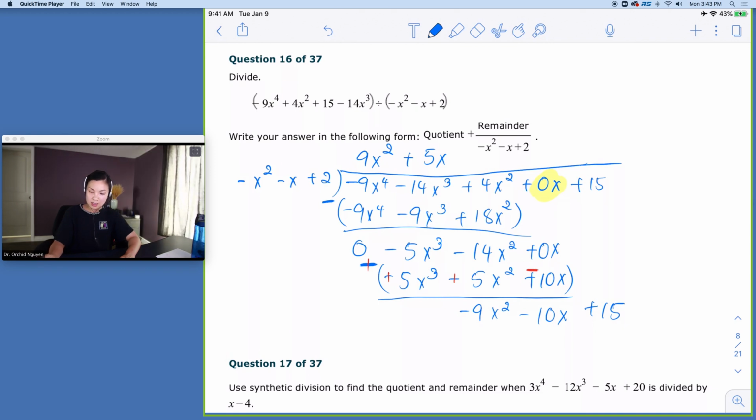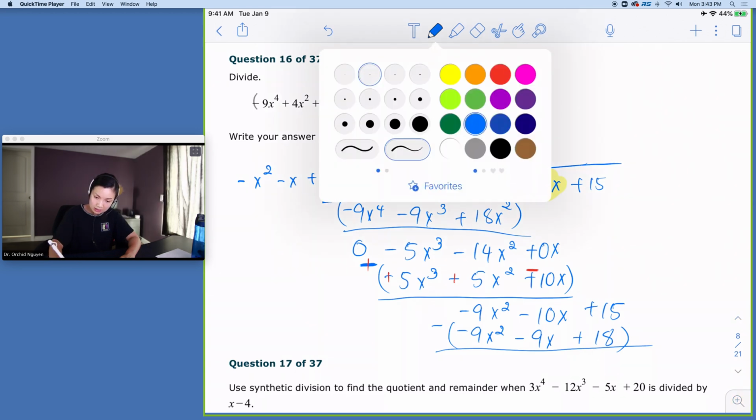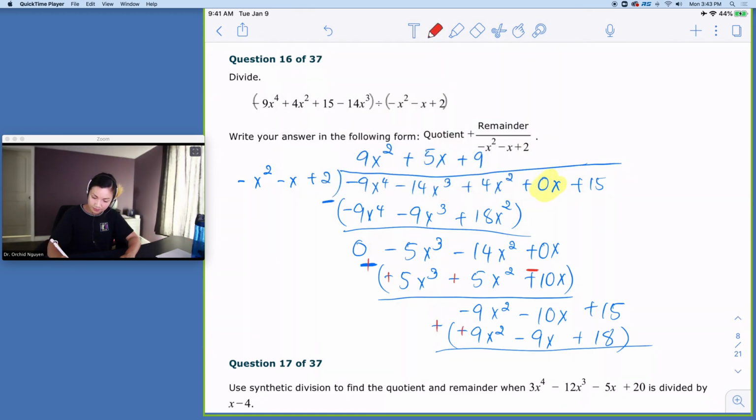Okay. And the last one I have is 9. So I have negative 9x squared, minus 9x plus 18. Subtract. I add the opposite. So what I have right here is negative x and negative 3.